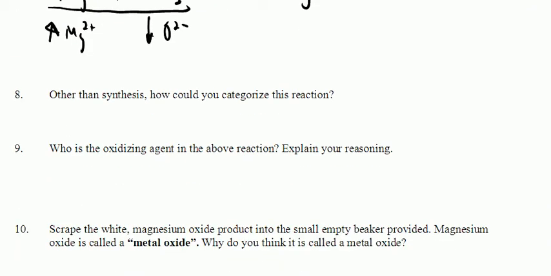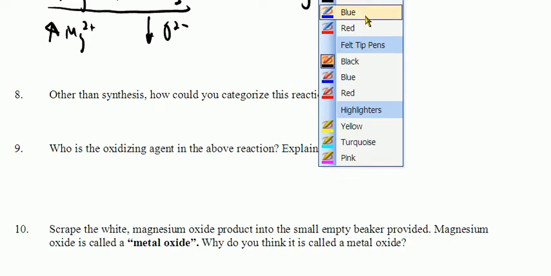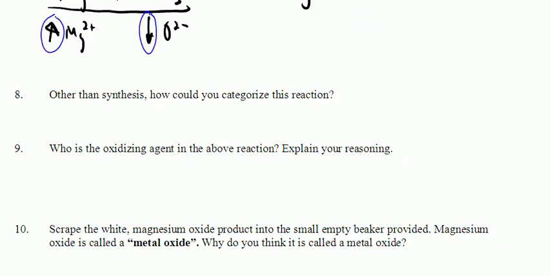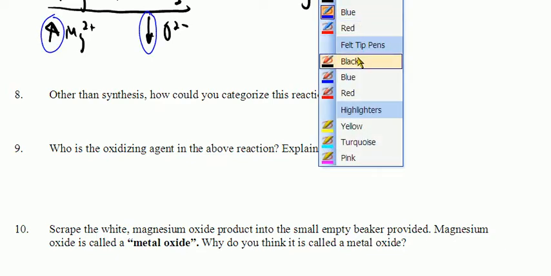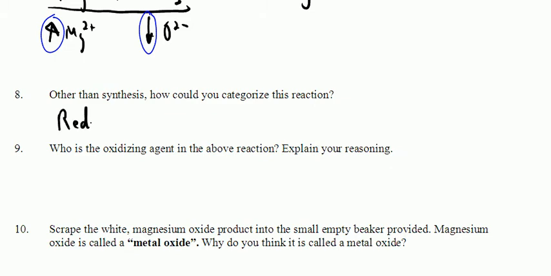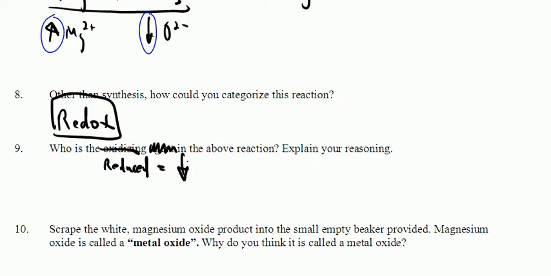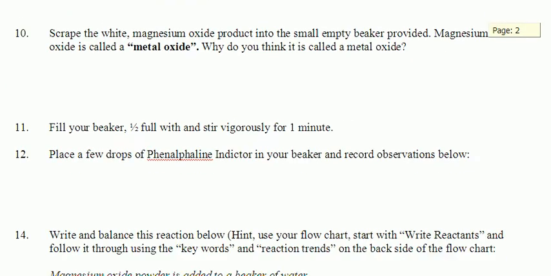Other than synthesis, how could you categorize this reaction? Well, there's a down arrow and there's an up arrow. And when you see up and down arrows, you know that oxidation and reduction is happening, and we call that redox. Who is the oxidizing agent? Well, if the word agent is there, it's the person who's reduced, and the person that reduced is who went down, and that equals oxygen. It went from O2 to O2 minus. It's called a metal oxide.